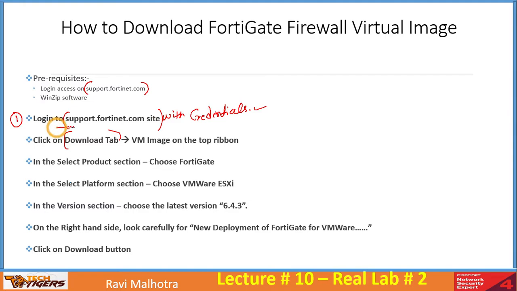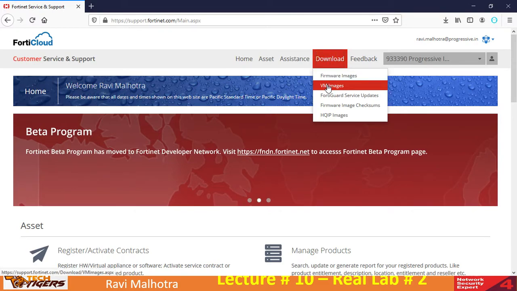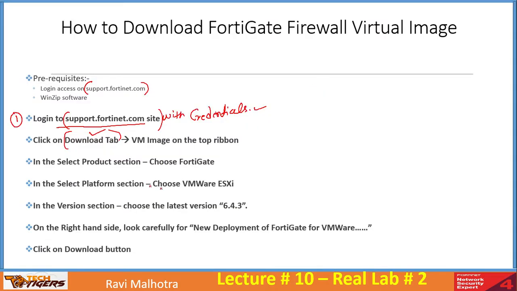Once we are logged in there, we need to click on the download tab. Inside the download, we need to click on VM image on the top ribbon. Okay, so let us do that. I have the website open right here. So I'll click on download. I'll click on VM images. All right, so download done. VM images done.